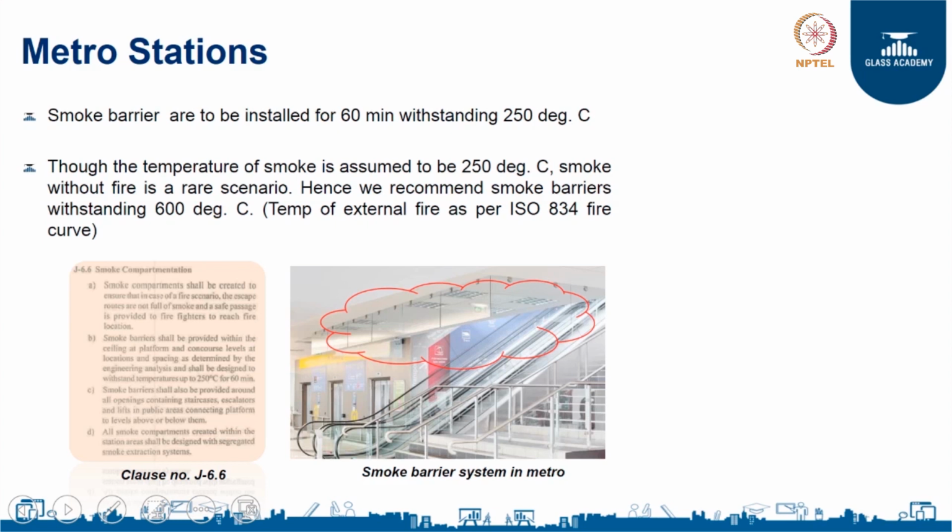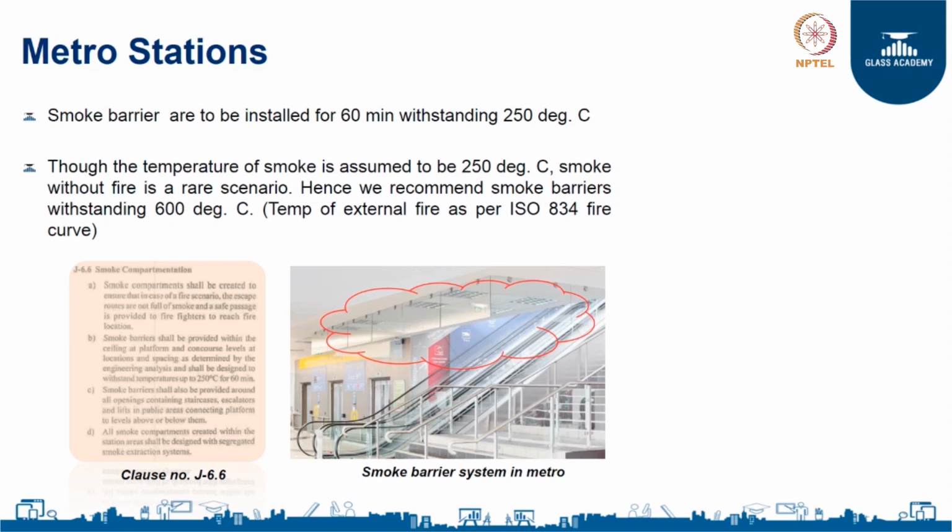But we see that there can never be smoke without fire. As a result, it is always advised to test the smoke barrier system to withstand a temperature differential of up to 600 degrees, which is also what is mentioned in the ISO standards. The ISO 834 curve says that an external fire will always have a temperature rise of 600 degrees.